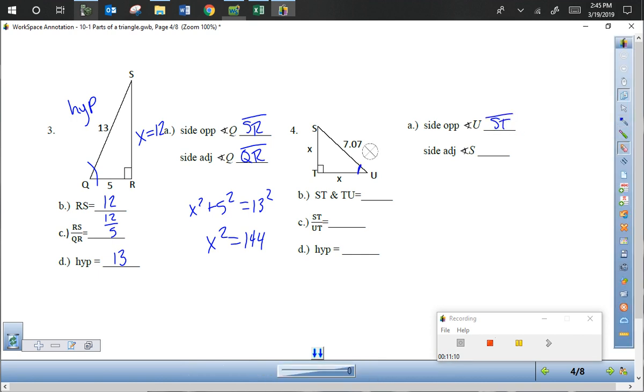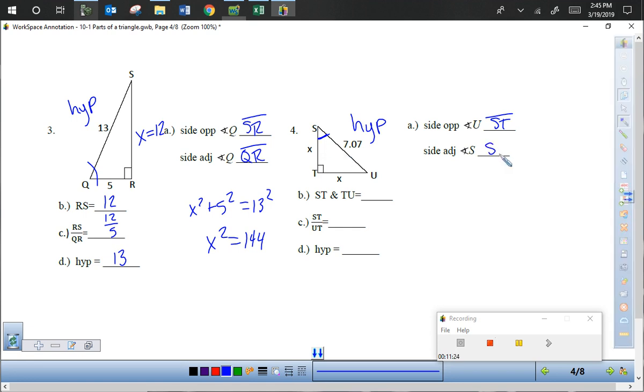Then we'll switch our focus for the second part, angle S, and this time we want the adjacent one. Across from the 90 is our hypotenuse. That won't change. We cannot use that side for adjacent. So that means we're only left with ST. And you'll notice our opposite side of one angle was the adjacent side of the other. So that's something interesting that happens with these right triangles.